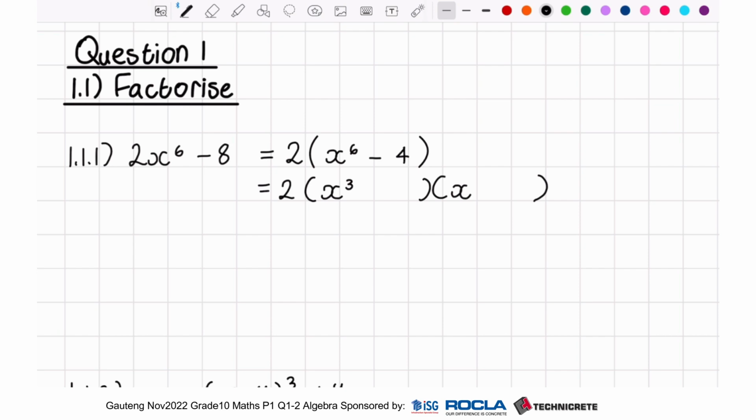for both of them. And then my second term is going to be the square root of the second term from the original bracket. So I've got the square root of 4, which is 2 for both. And then for my operations in these two brackets, I'm going to have one of them being positive and one of them being negative. And I can't factorize any further.